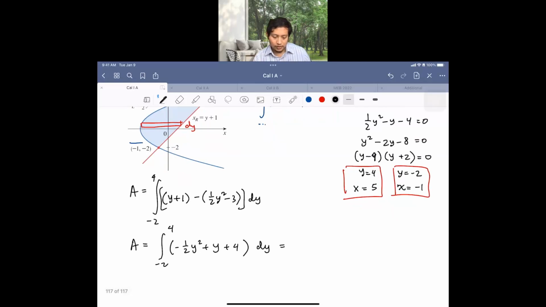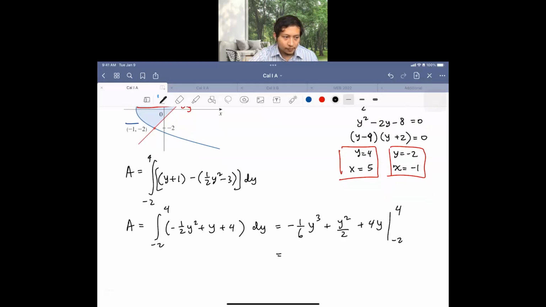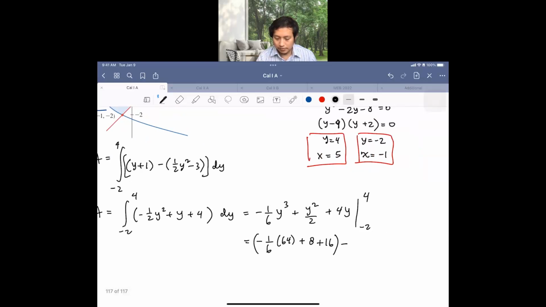So we can set up the integral: 1/6 y cubed plus y squared plus 4y from -2 to 4. So it will be negative 1 over 6 times 64, plus 16 over 2, 8, plus 16. That's the first one. Minus, this is minus 2, 8, 8 over 6, 4 over 3. Negative 2, 4, 2, minus 8.